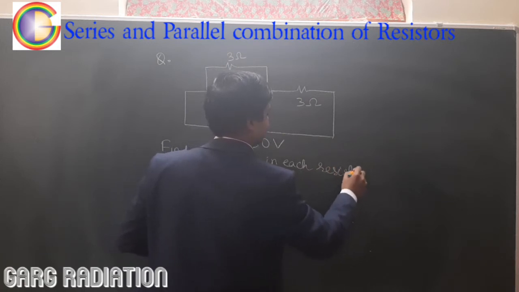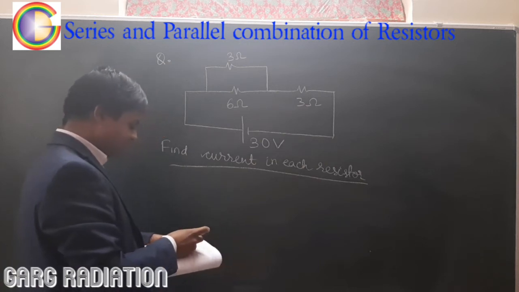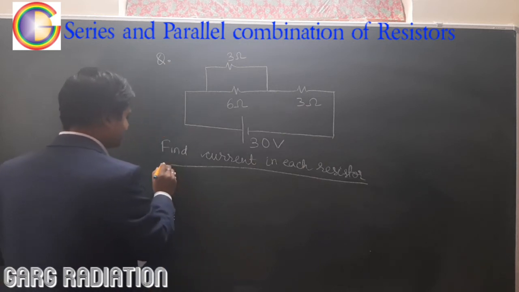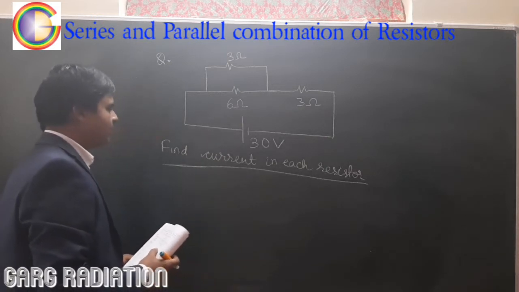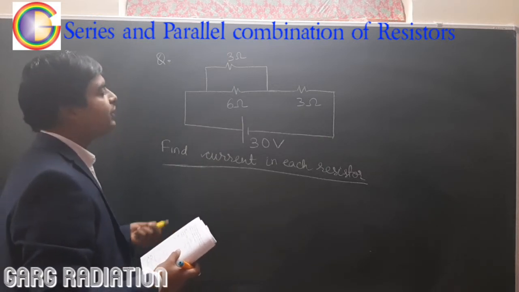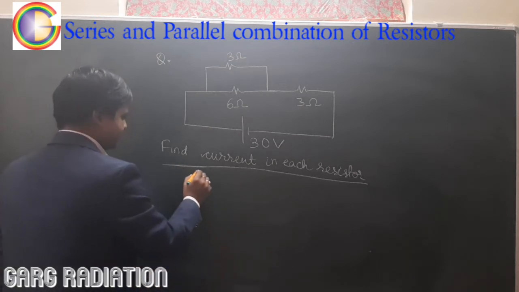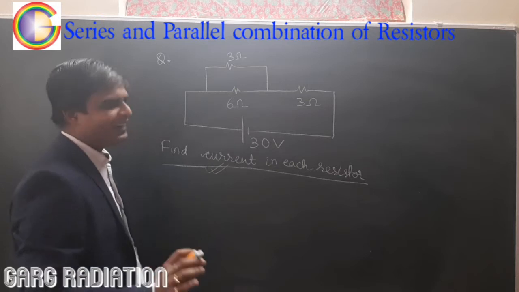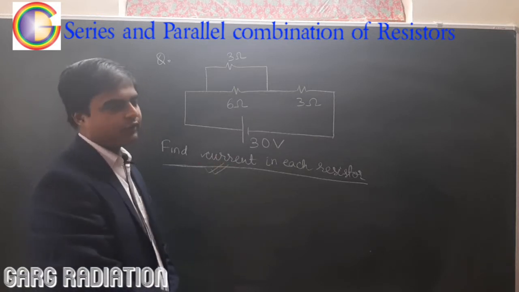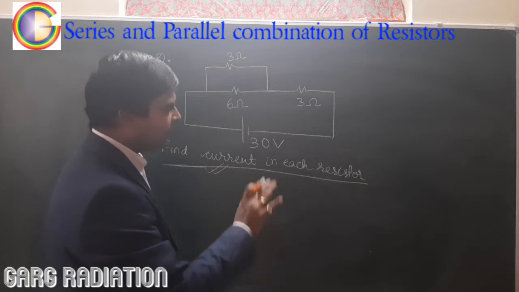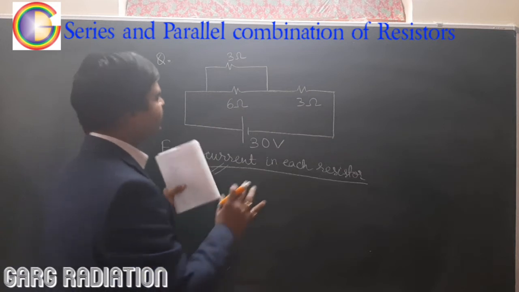See, finding R equivalent is easier than finding current, because R equivalent in this case is very easy to find, but for finding current you need understanding of the concept. But yes, obviously to find current you need to find R equivalent also. So indirectly it is asking us to find R equivalent also. What are the steps? Let's try to understand one by one.